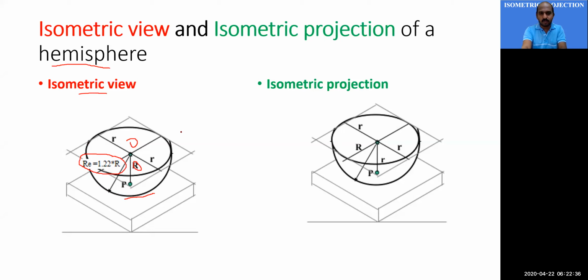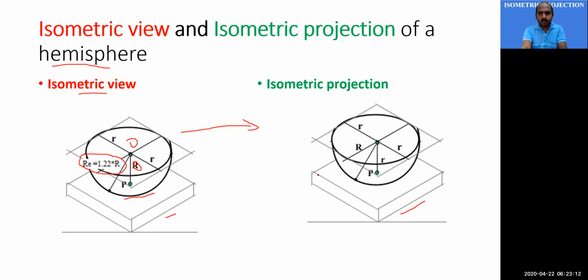Now when we come to the isometric projection, as I mentioned, each dimension in the isometric view is reduced by 0.82, or you can take that dimension from the isometric scale. So what is happening here? This dimension is 0.82 times the length of the base of this square prism. Clear. So this length is 0.82 into the original length of the base edge.